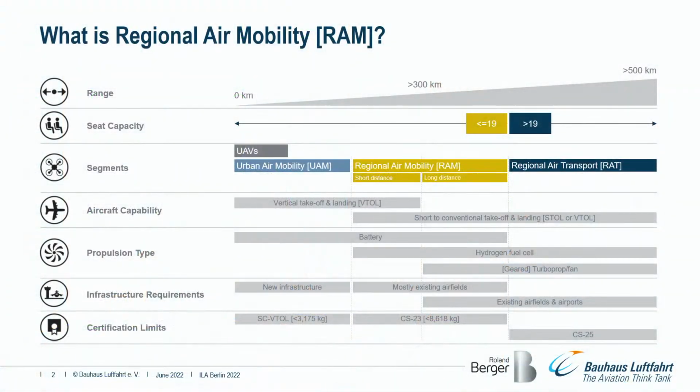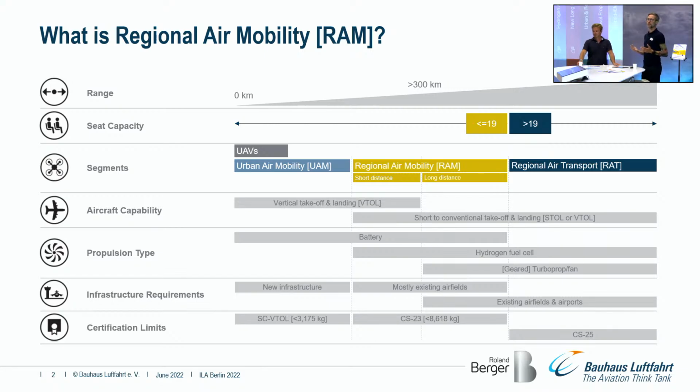Good. Before we start going into the deep dive of the study, I would like to give you a short categorization of regional air mobility. In fact, there is no clear definition of what regional air mobility is. If you look into the different market segments, you can differentiate them by different parameters. One parameter is the number of seats. If we have more than 19 seats on the aircraft, then we call it regional air transport, following the certification specification CS25.